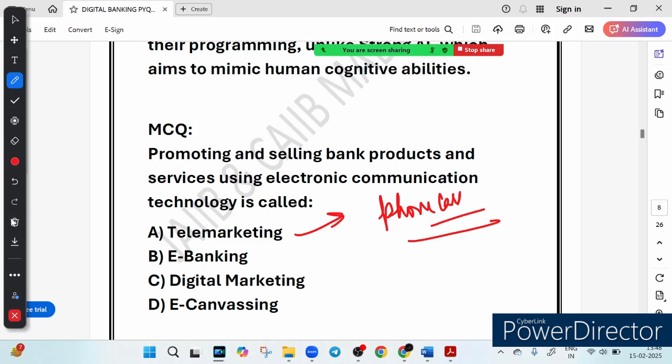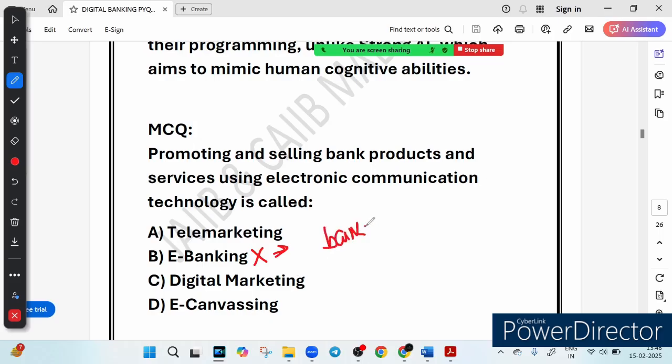Option number B says e-banking. So this is also wrong, because e-banking or electronic banking refers to banking services provided online, right? So it allows customers to check balance, transfer money, pay bills online. For example, when you log into your bank mobile app to transfer money, that is called e-banking. But e-banking is about providing banking services, not about promoting or selling them, right? So that is why option number B is wrong. A is wrong, B is wrong.